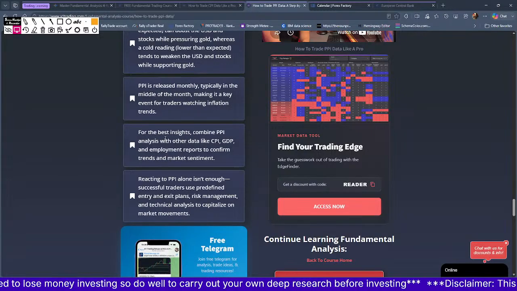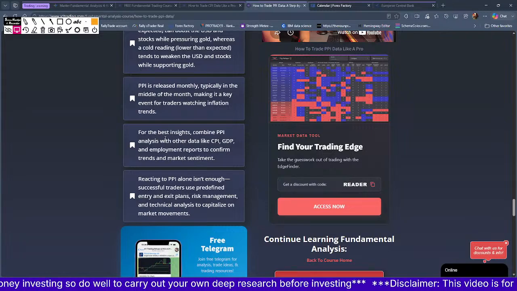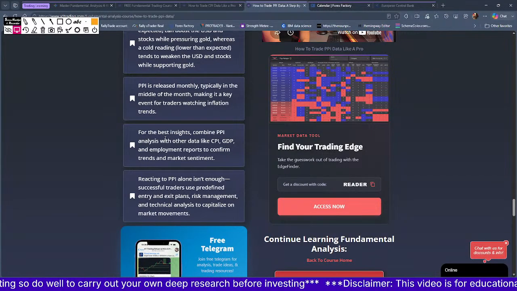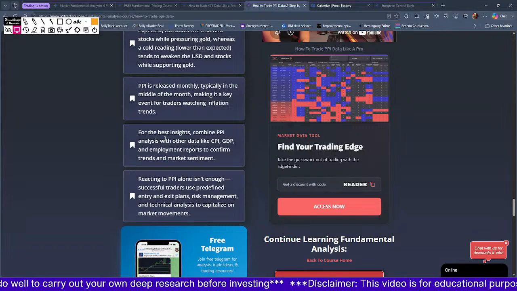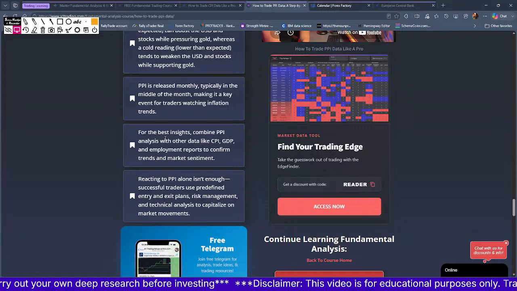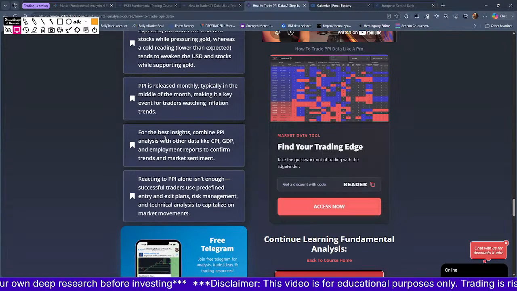Reacting to PPI alone is not good enough. Successful traders, they use predefined entries and stop loss, and then they have good risk management. So because PPI data came out positive does not mean you should go hit buy on US dollar just blindly. You need to look at the market itself also. The technical data itself matters, how the market is looking.